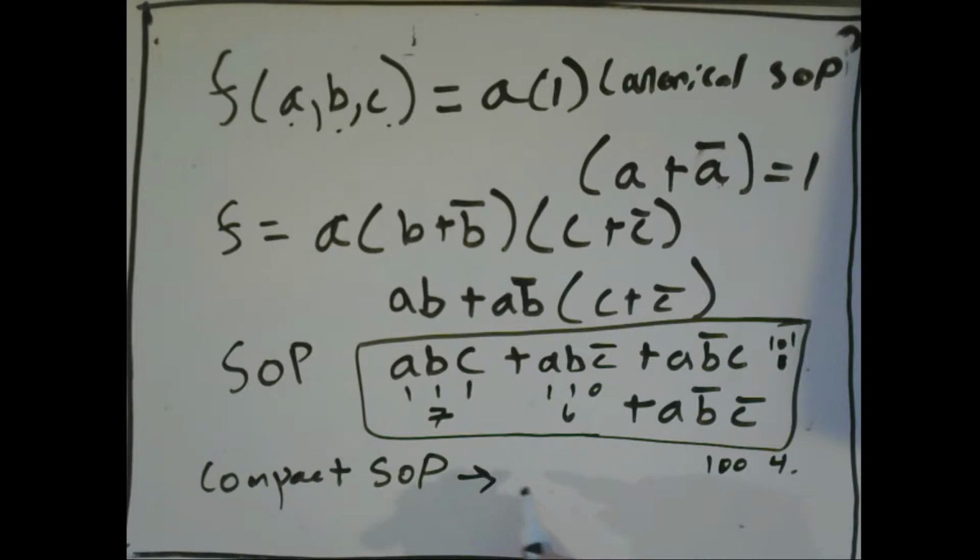So we can say instead that f is equal to the sum of minterms 4, 5, 6, 7. And that's a more compact way of saying the same Boolean equation. That means exactly the same thing.